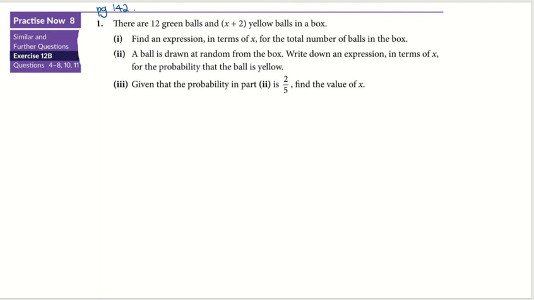Let me read out to you. They mention there are 12 green balls and x plus 2 yellow balls in the box. So you already see, not just numbers, we include algebra already. Part 1: find an expression in terms of x for the total number of balls in the box. Part 1 should be quite easy, I hope. 12 green balls, x plus 2 yellow balls, right? So if I want the total number of balls, I take the 12 green balls plus your x plus 2 yellow balls.